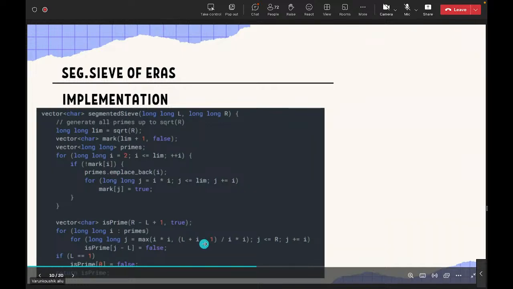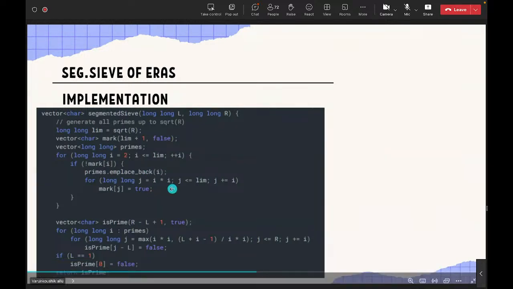Okay, I'll continue. It indirectly means that we are taking the closest multiple of i which is close to L, and we'll take the maximum of i*i and this, which indirectly says that if this is greater, we no need to consider from i*i, directly we can take from this. If i*i is greater, then no need to consider from (L + i - 1) / i * i, we can take i*i directly. Same logic as the sieve.